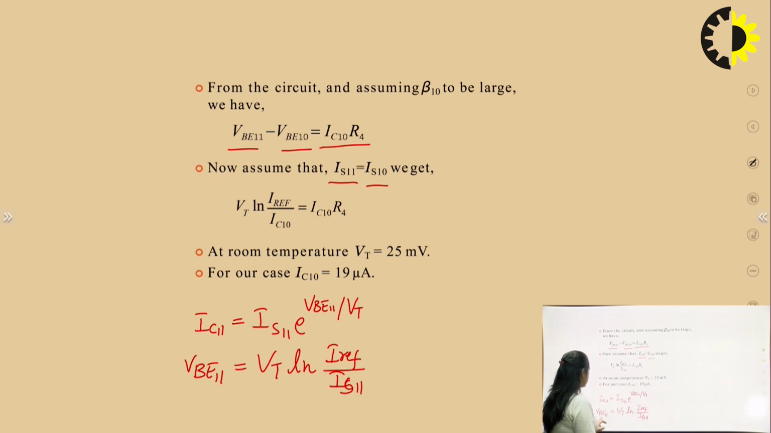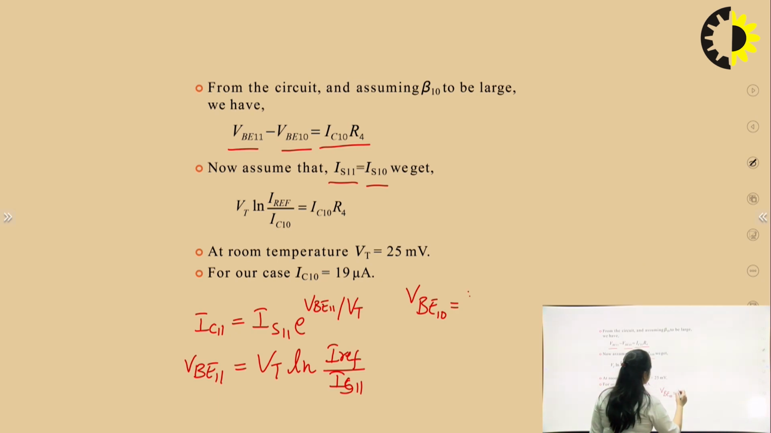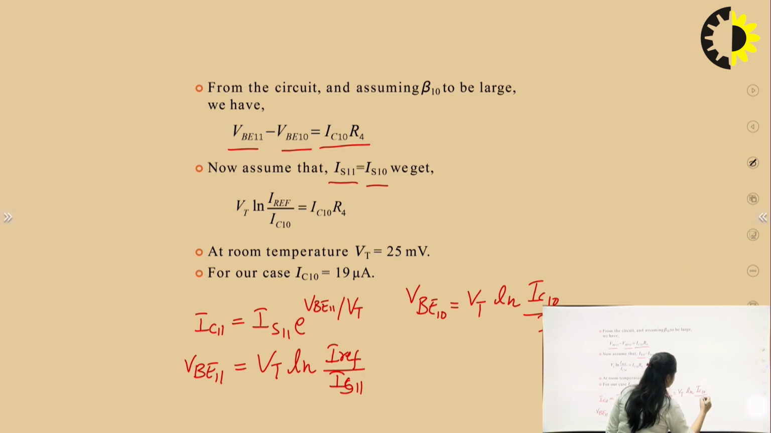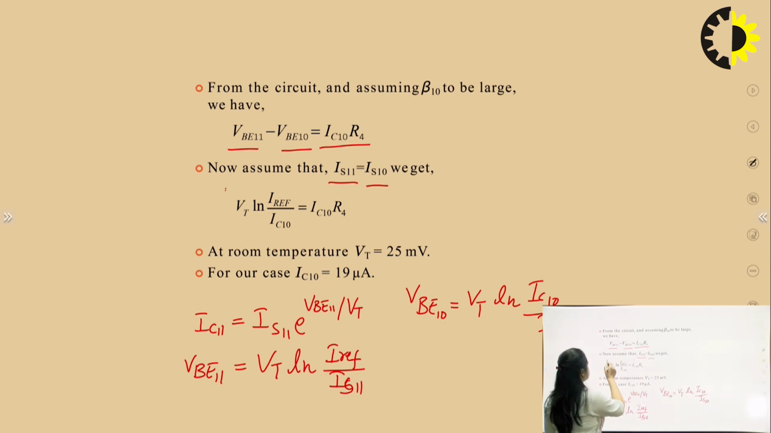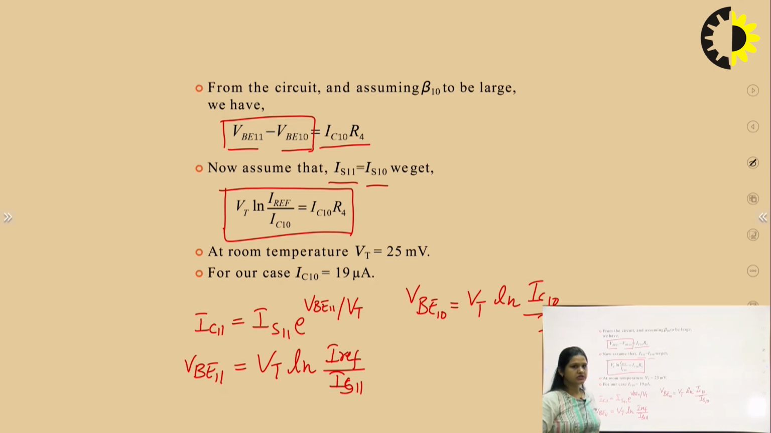Similarly, you can calculate VBE10, which is equal to VT ln IC10 upon IS10. If IS11 is equal to IS10, you will get this expression, and this expression is equal to IC10 into R4. By putting the value of VBE11 minus VBE10 you will get this equation, and by putting the values of VT, I reference and R4 in the equation, you will get IC10 equal to 19 microamperes. This is the current which is used to provide the input stage.